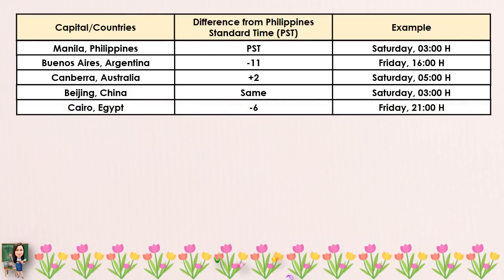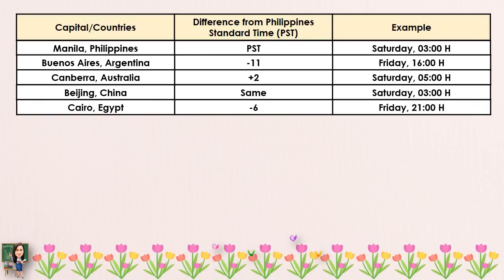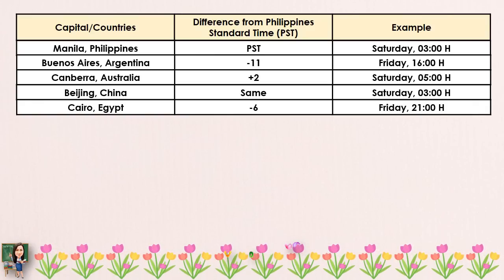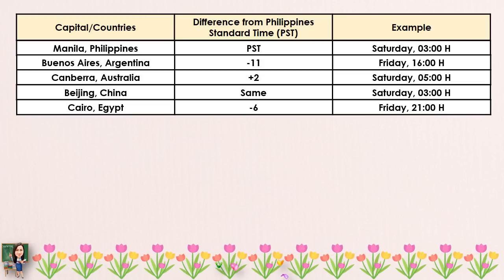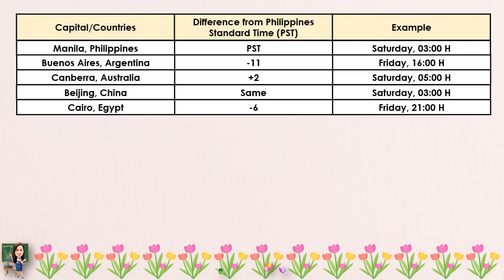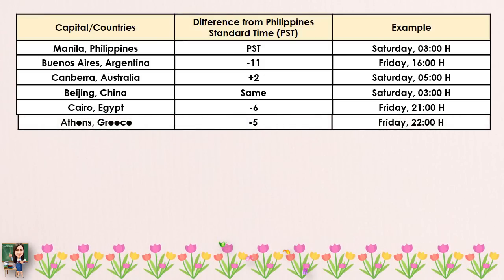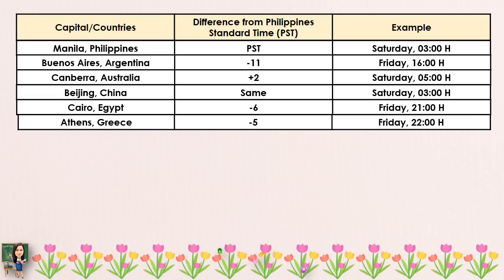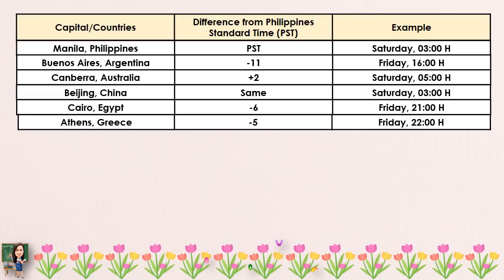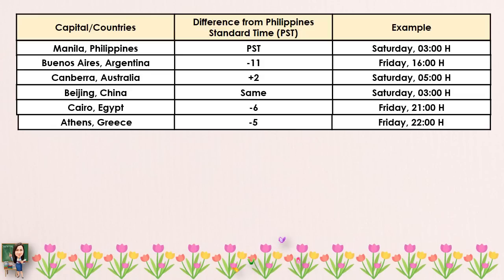Cairo, Egypt, -6. That means they are behind. In our country it is Saturday, 0300 hours. In their country, it is Friday, 2100 hours. Next, Athens, Greece, -5. They are behind. So that means their time is Friday, 2200 hours.